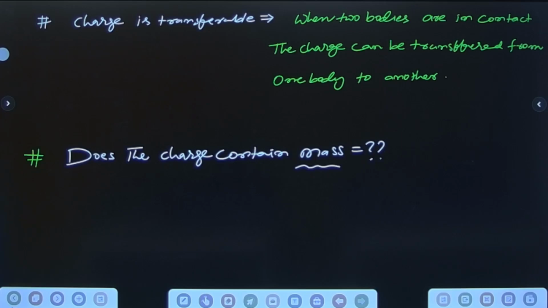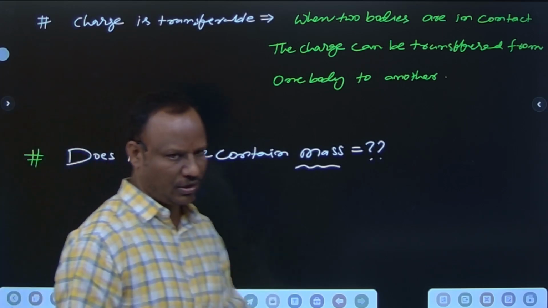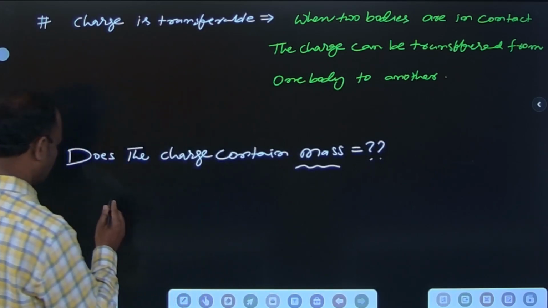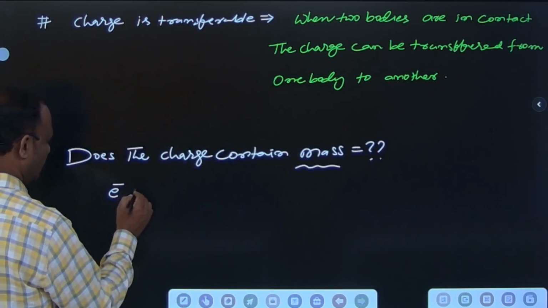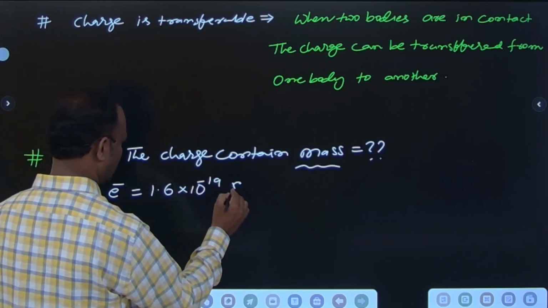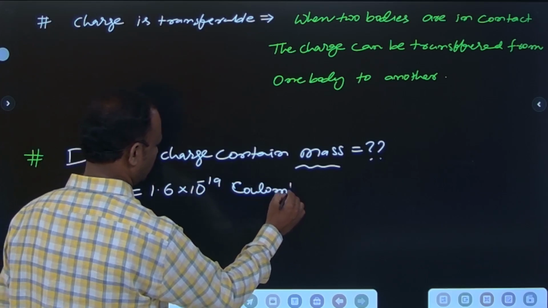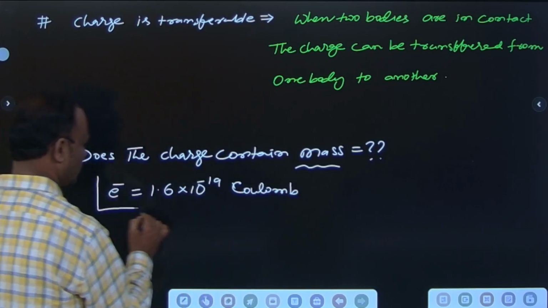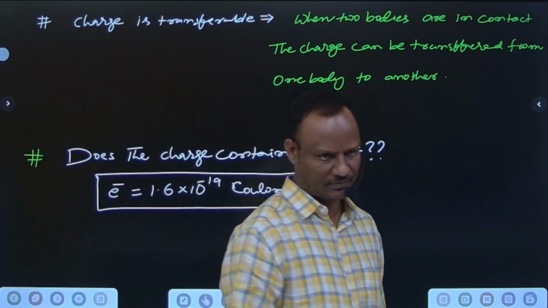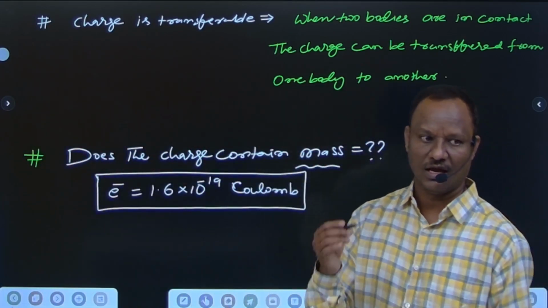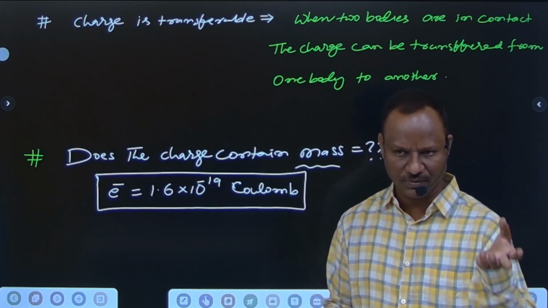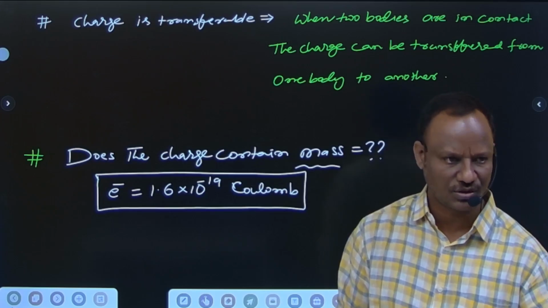If, for example, a body loses electrons, what is the charge of electron? Electron charge is 1.6 into 10 to the power of minus 19 coulomb. So this is the charge of electron. Now one body loses the electrons, another body gains the electrons. If the body loses the electrons, what type of charge remains? It's a positive charge.